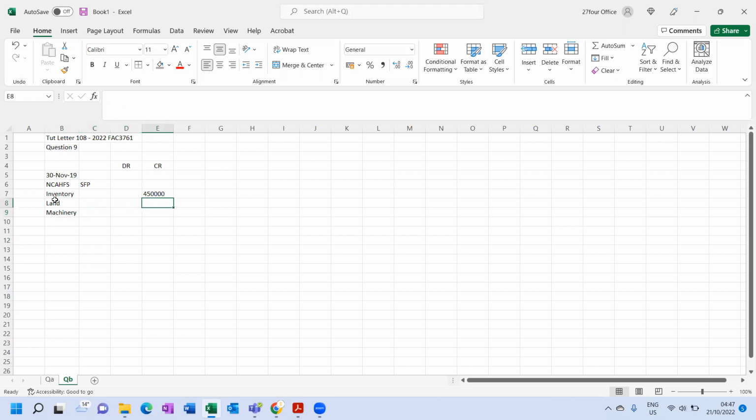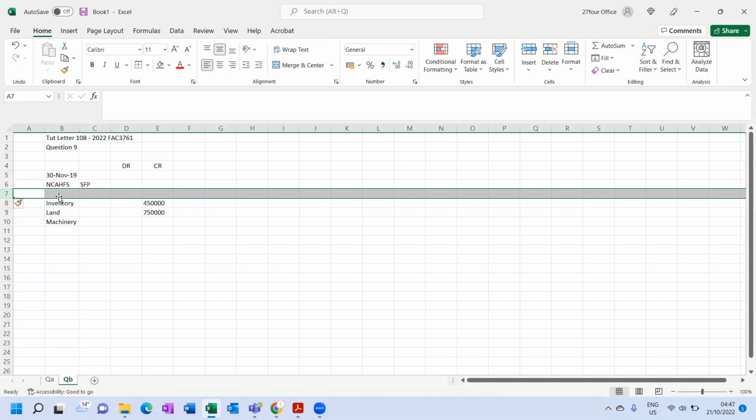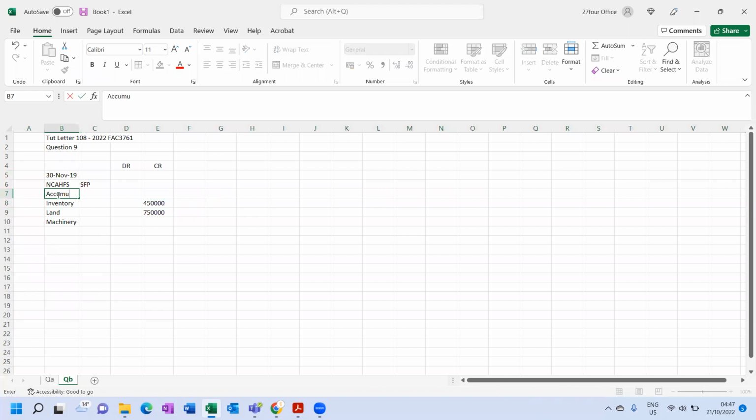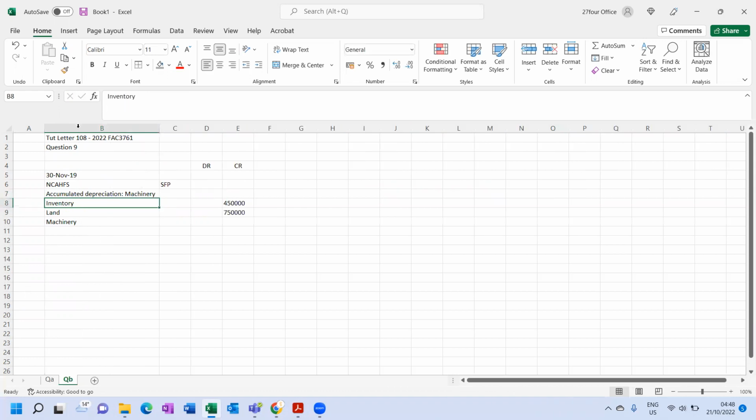I'm going to do land first. Land cost is 750. With machinery, there's cost and there's accumulated depreciation, right? So therefore, we must dispose of accumulated depreciation as well. Just take note of that. All of them are SFP, just a transfer from one asset to another asset.